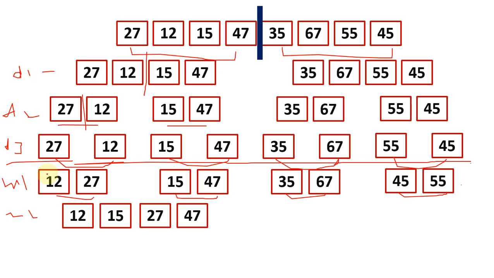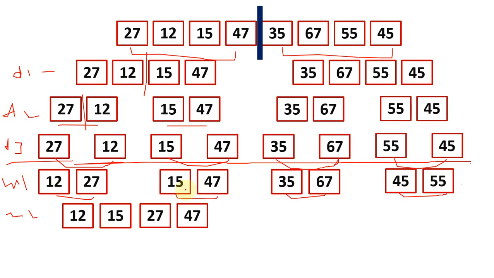Next, in merge 2, the second level of merging, this is list 1 and list 2. How should these two lists be merged? Consider the first element and the first element. Here is 12 and it is 15. Because 12 is less than that, 12 will be here. Next 27 and 47 are compared. 27 will come here, and 47 will come here.